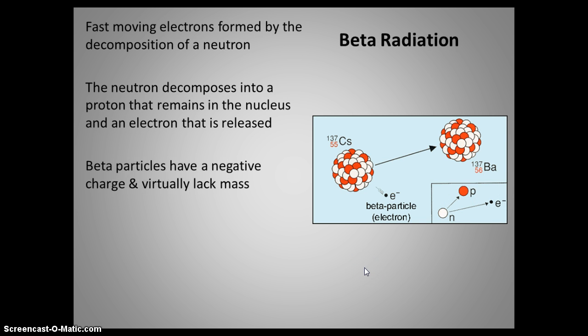The proton is going to stay in the nucleus, and the electron is going to go flying out. Beta particles have a negative charge and virtually lack mass. It can be written as the Greek letter beta or 0, -1e. Electrons have a -1 charge and they have no mass. Again, the zeros should be directly over the -1.